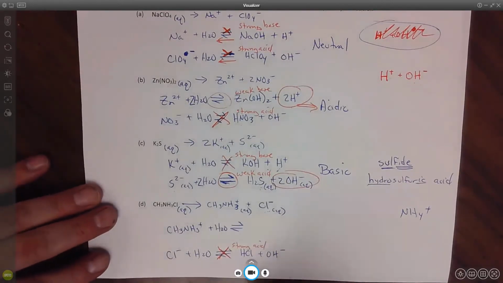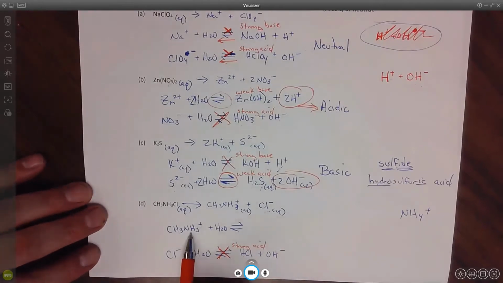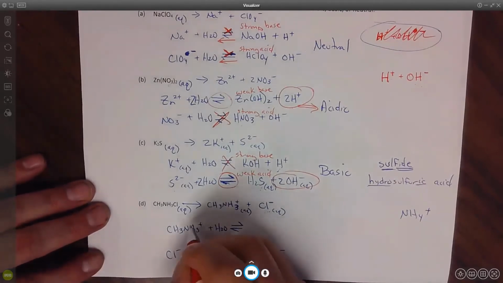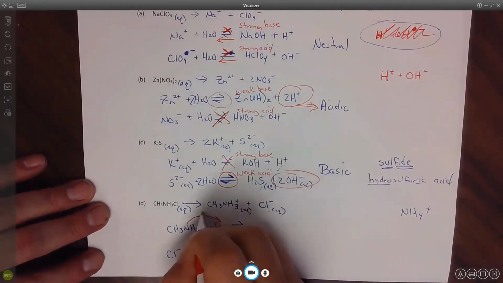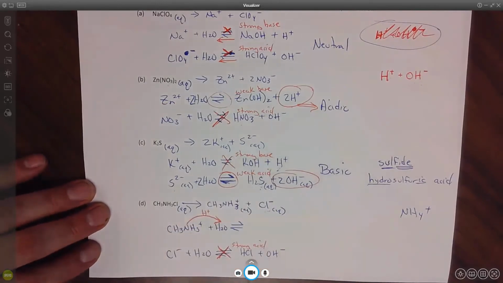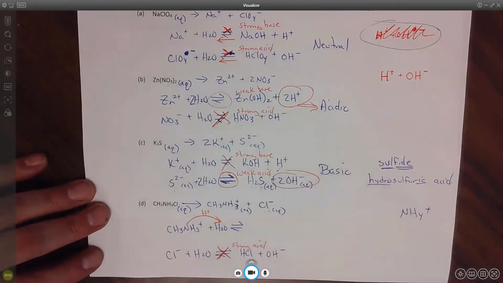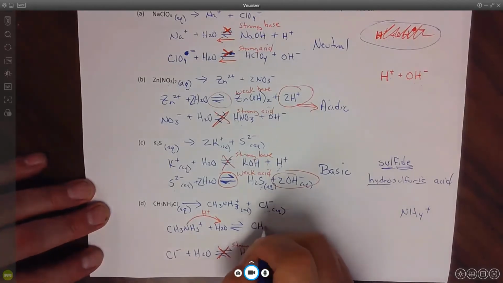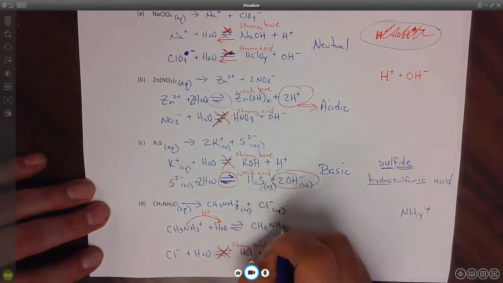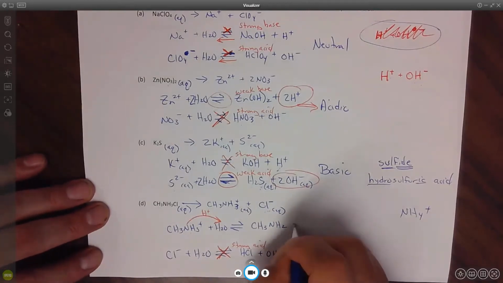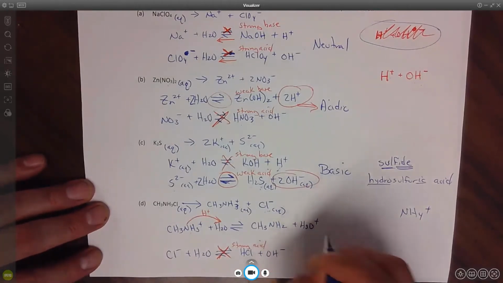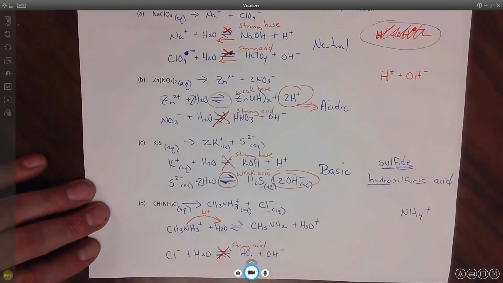So now we have to recognize that this is actually the conjugate acid of a weak base, and it's going to give up H plus. So these are these neutral nitrogen containing molecules that we have to learn to recognize. That's going to form this and then give you the H3O plus. So Michael, what would you classify this as?